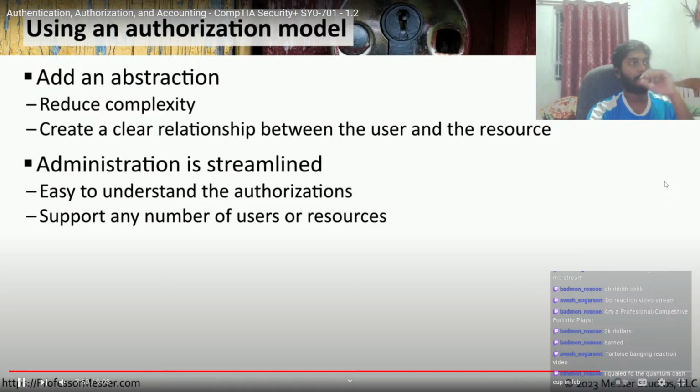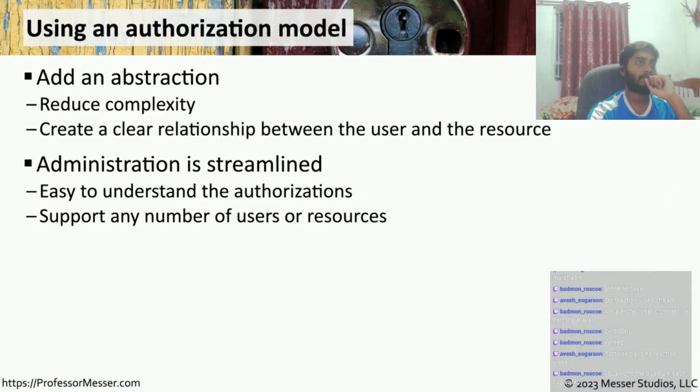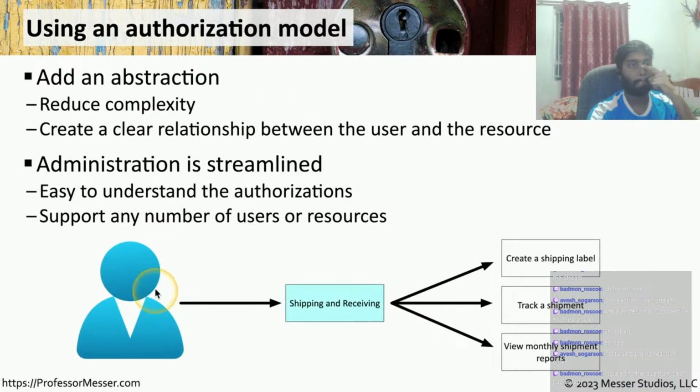The process of administering these large number of users or large number of resources, and we can support a very, very large infrastructure just with a very simple set of abstractions. Here's how this would work. We'd have the same user in shipping and receiving, and we will add them to a group called shipping and receiving. We set this group up originally so that anybody added to the shipping and receiving group would have access to create a shipping label, track a shipment, view monthly shipment reports, have access to customer contact information, and anything else you would need in shipping and receiving.